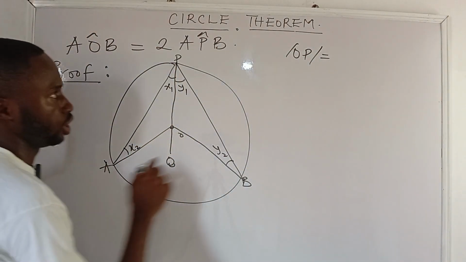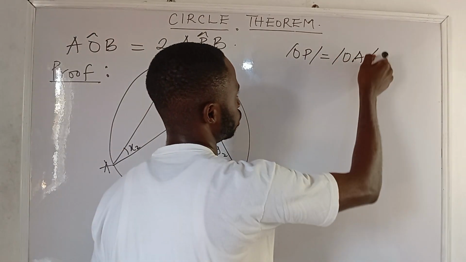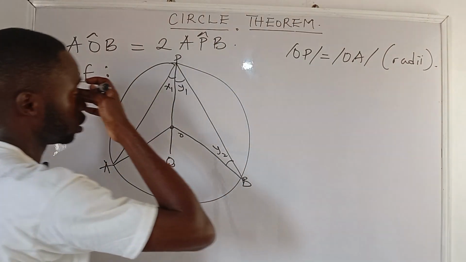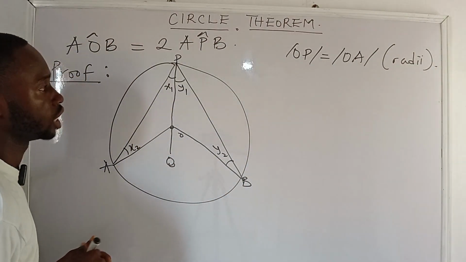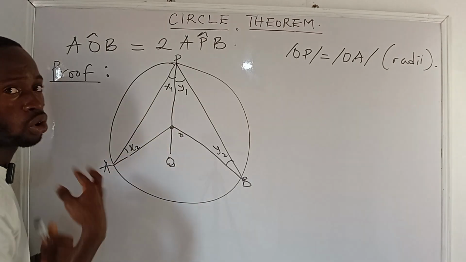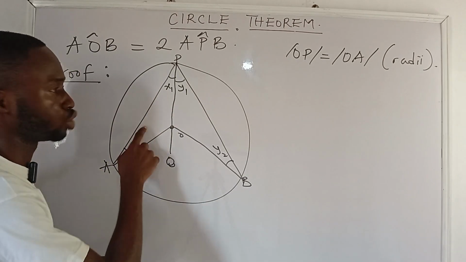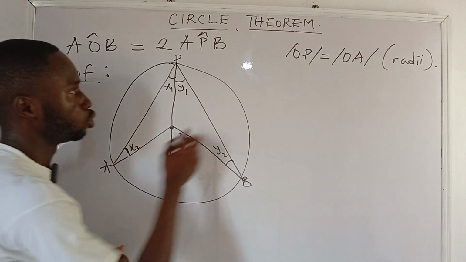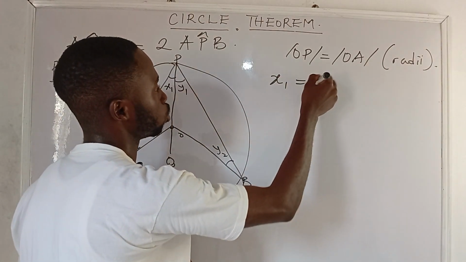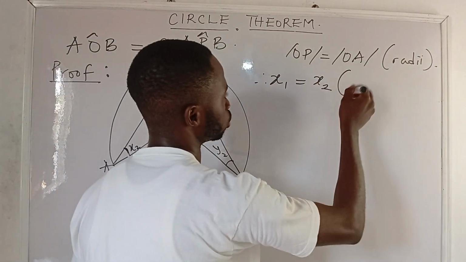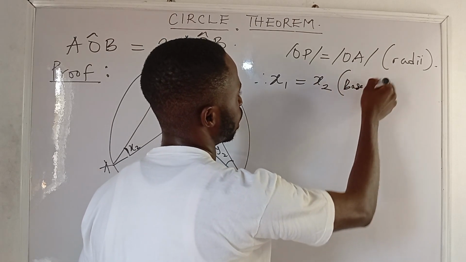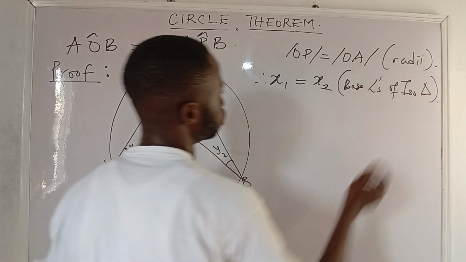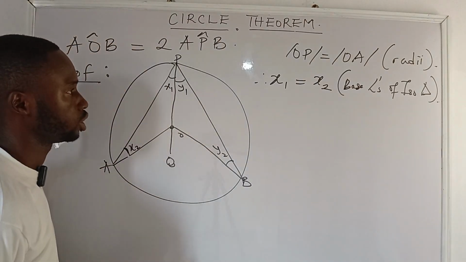This is center O, A, then they are both radii, right? So you would also see that these base angles are the same. I just said that it's an isosceles triangle. So if it is an isosceles triangle, these base angles are the same. So we would have that x1 is equal to x2 because base angles of an isosceles triangle are the same.